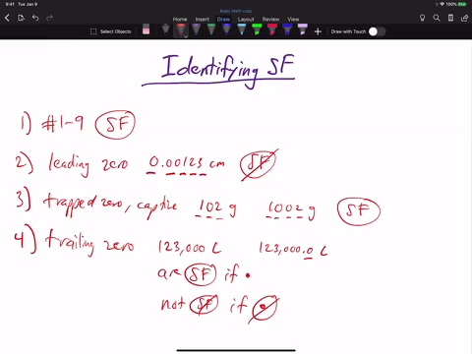So in the first case, 123,000 liters, that only contains 3 sig figs. But in the second case, 123,000.0 liters, that contains 7 sig figs. So the 3 is the last non-zero digit, and all the zeros that follow, both before and after the decimal point, are trailing zeros with a decimal point present, which means those zeros all count as significant. So every single digit in that number is actually a significant figure.